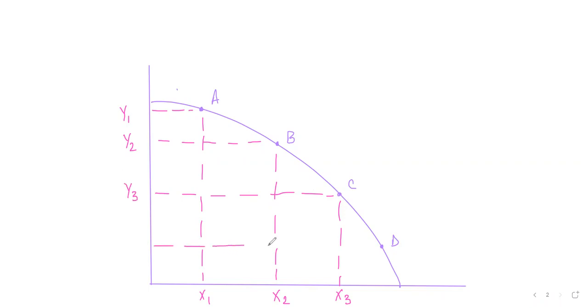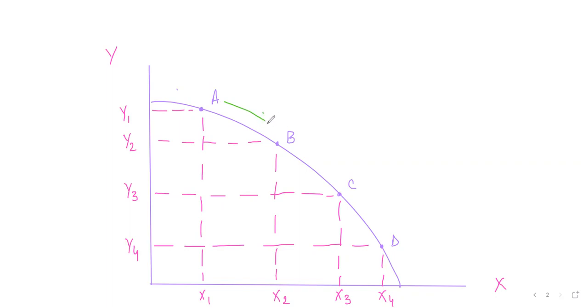And then at point D, you are producing, let's say, Y4 units of product Y and X4 units of product X. Okay, now have a look at this. Initially, when you move from point A to point B, what do we mean by increasing opportunity cost?